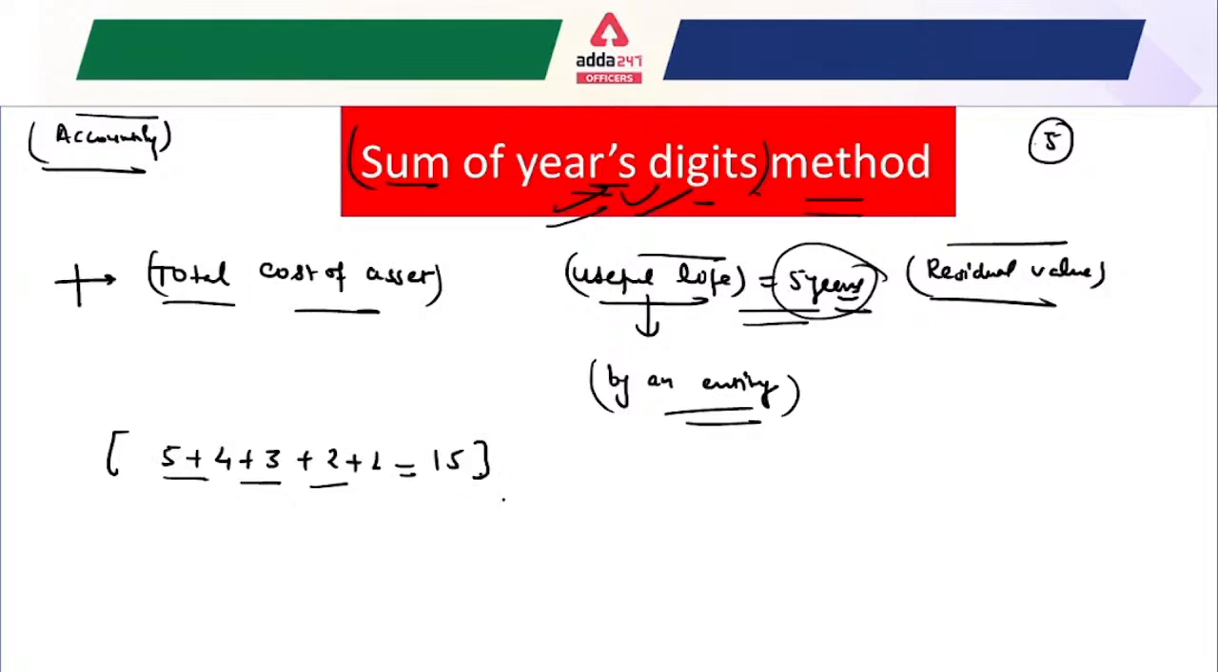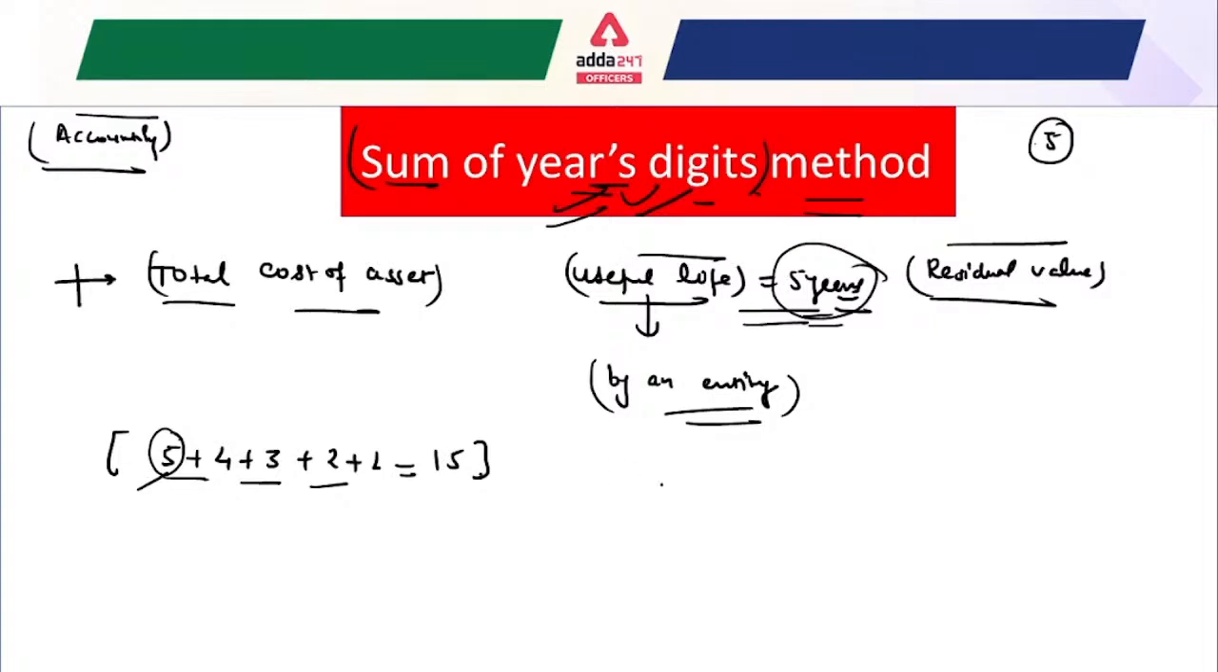After that, just understand, companies mostly use this. Why we started with the 5: because the company just wants to represent its asset's depreciation as higher for the first year, and after that lower, and lower again. So this is actually the series, and this is usually used by companies for tax benefit purposes.